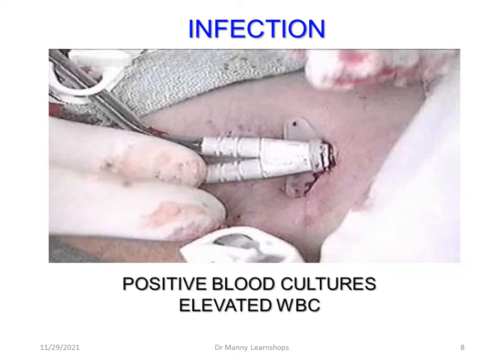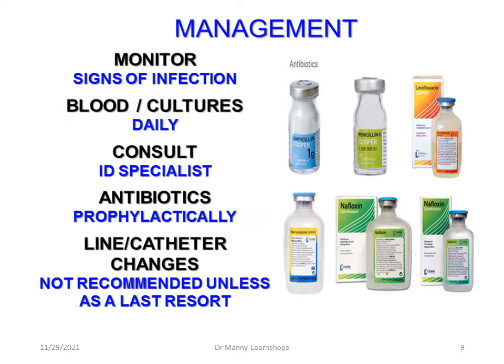You've also got infection. Infection can be identified with positive blood cultures or an elevated white blood cell count. Or look at the site. The management involves monitoring for signs of infection, daily blood cultures depending on your organisational policy, consulting with an infectious diseases specialist, providing prophylactic antibiotics, again according to your unit policy and your intensivist or the physician in charge. Line catheter changes, only as a last resort. They're not recommended because of the potential of hemorrhage and infection again.